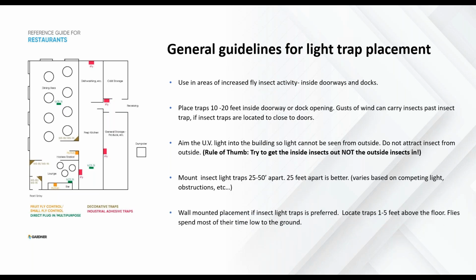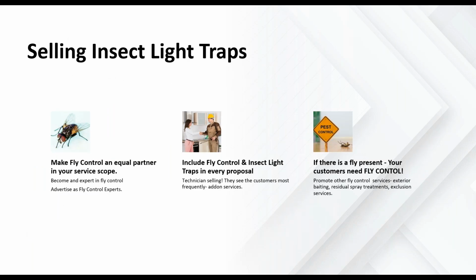And also, wall-mounted insect light traps is preferred, and typically locating insect light traps lower to the ground is better, but you don't want to get them too low to where you're not able to service them. But flies do spend most of their time low to the ground, which is why we typically say mounting insect light traps anywhere from 3 to 6 feet is ideal, because they will spend most of their time in that particular area. Now, how do you sell these?